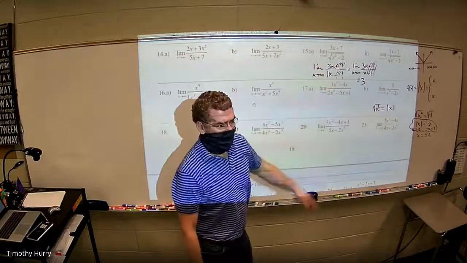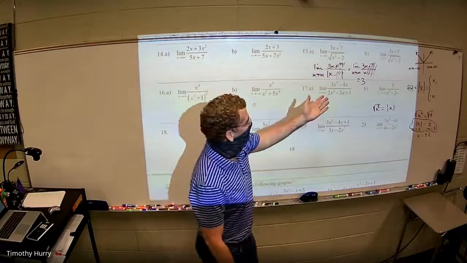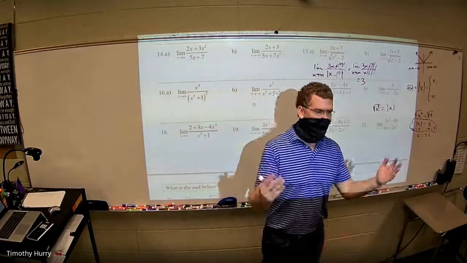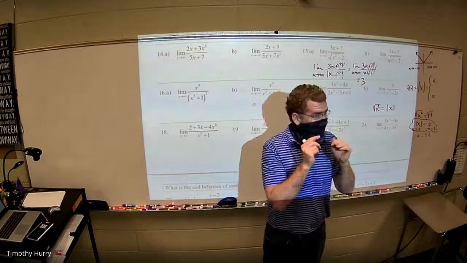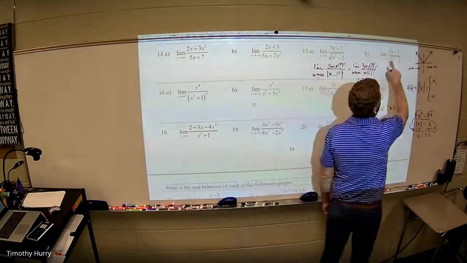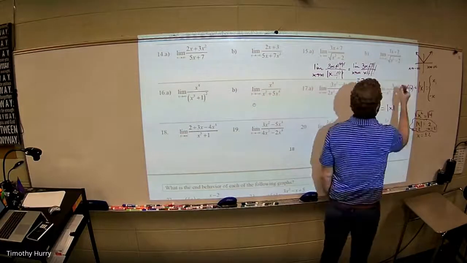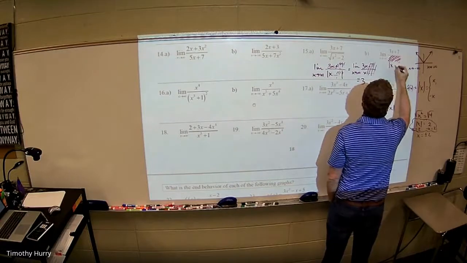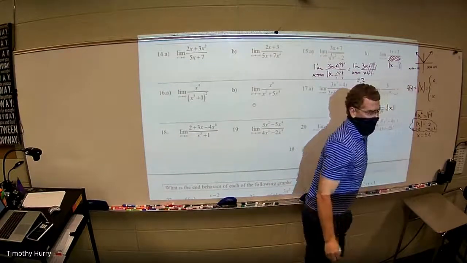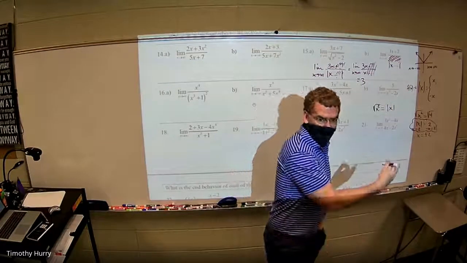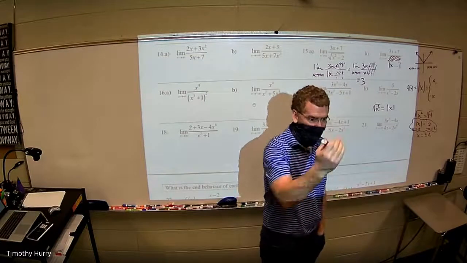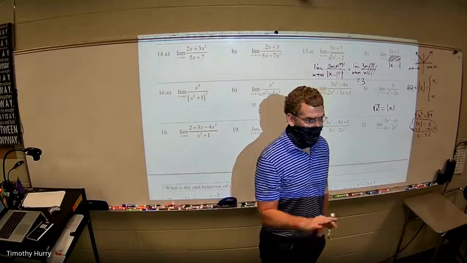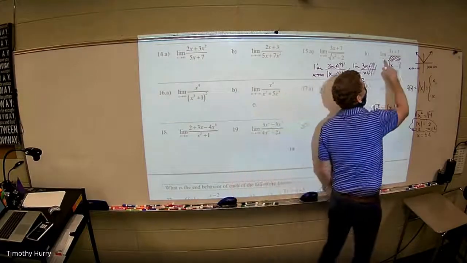Now, look at part B. Part B, you look at this and you're like, oh, infinity, I've got rules for that. Oh, crap, the square root's in the way. Well, what's the square root of an x squared? Absolute value of x. So I can replace this with the absolute value of x something. But again, I don't care about that extra stuff because all I care about is the highest power. Right? Yes, no?